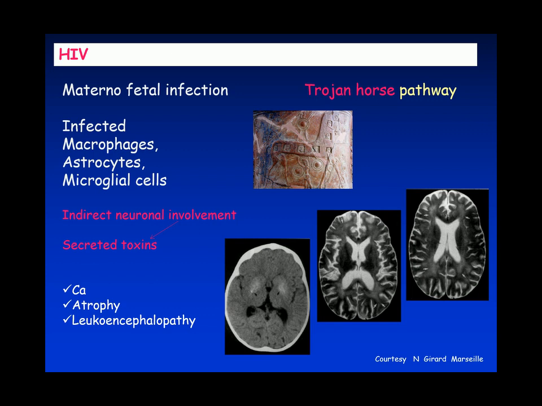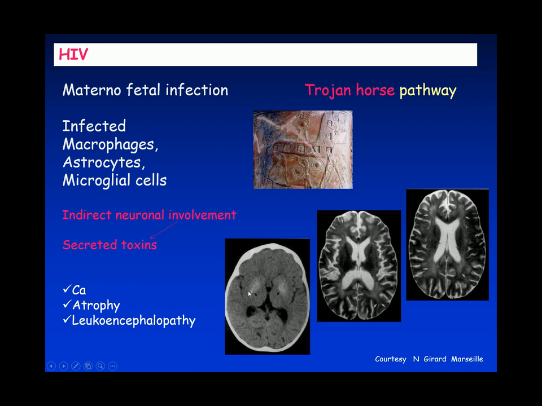It doesn't harm the neurons and the white matter directly. It goes from the periphery. It infects the macrophages, the astrocytes, the microglial cells. These are the helpers to this HIV virus. And by infecting those cells, there are toxins secreted, and these toxins affect the neuronal cells. So it is an indirect way to affect the neurons. What are the results? Calcifications.